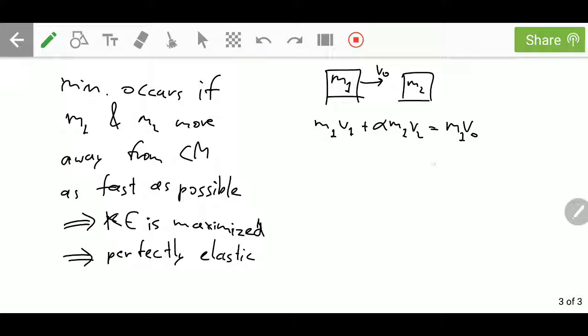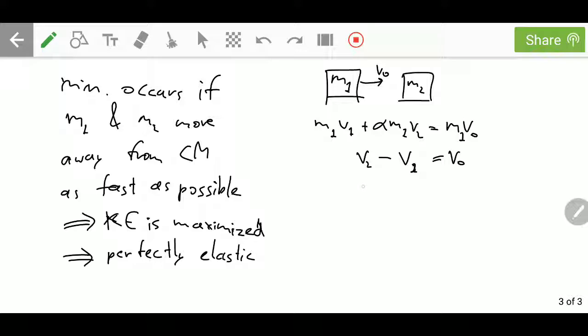So what is the speed at which the blocks approach each other? It's v naught, that's before the collision. And basically it'll be the difference in the two velocities. Another way of saying it is that the relative velocity of one block relative to the other changes sign. And so m1 is moving toward m2 at a speed v naught, and so afterward m2 will be moving away from m1 at a speed v naught, and so v2 minus v1 is just v naught. And now we can solve these equations for v1 and v2.